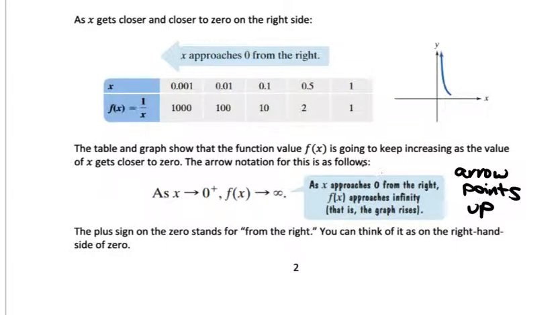And in terms of the arrow notation, it looks like this. As x approaches 0 from the right, f of x approaches infinity. You always want to use the word approaches for the arrow, or gets close to. So as x gets close to 0 on the right-hand side, the function values get close to infinity.